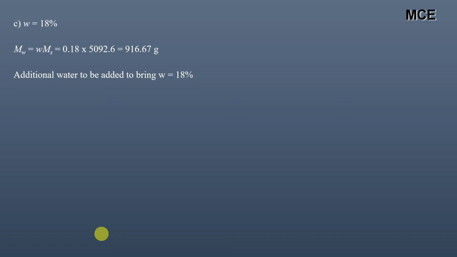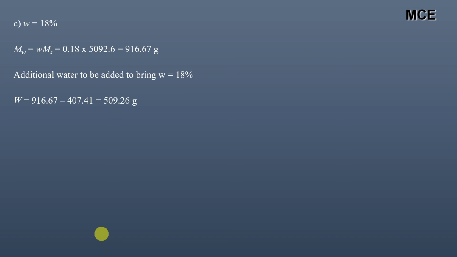And for water content equal to 18%, the mass of water which should be present in the sample is 0.18 times mass of solid, which is 5092.6, which is equal to 916.67 grams. Additional water which we need to add to bring water content to 18% is 916.67 minus the water in the natural condition, which is 407.41, which is equal to 509.26 grams of water you need to add to this soil to bring its water content to 18%.